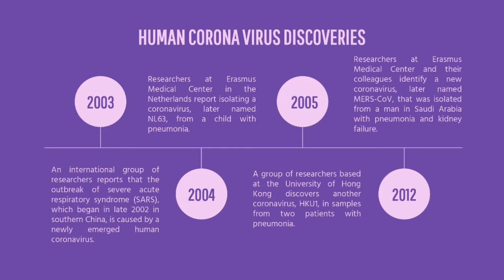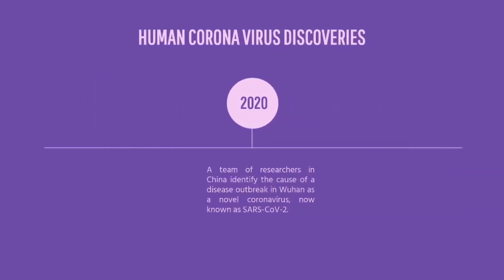In 2012, researchers at Erasmus Medical Center and their colleagues identified a new coronavirus, later named MERS-CoV, that was isolated from a man in Saudi Arabia with pneumonia and kidney failure. In 2020, a team of researchers in China identified the cause of a disease outbreak in Wuhan as a novel coronavirus now known as SARS-CoV-2.